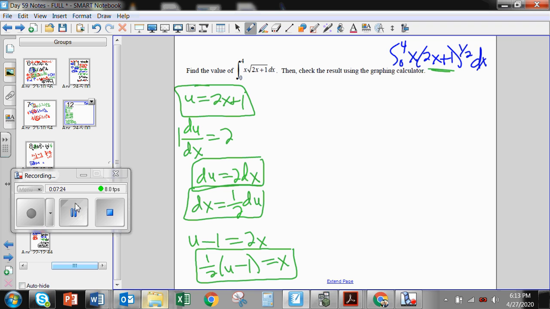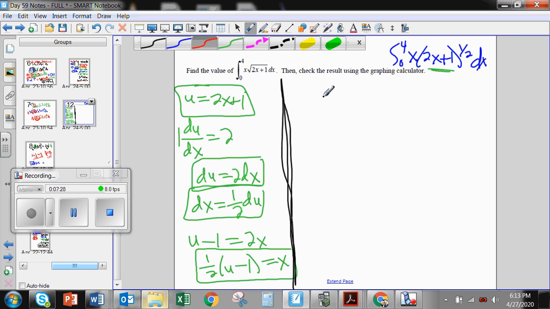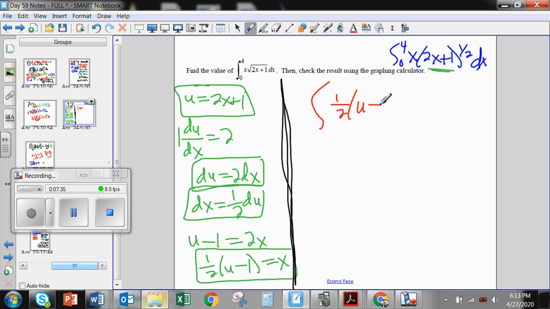And there's one new step here that we haven't done yet. So let's first set it up. So it's now going to be the integral. What was x equal to? x was equal to 1/2 (u minus 1). I'll look over here, there's my x. 2x plus 1, that's nice, that's just u. u to the 1/2 power. And what's dx equal to? 1/2 du.